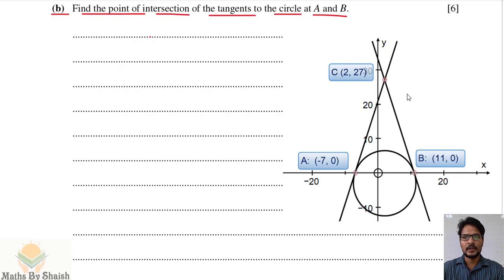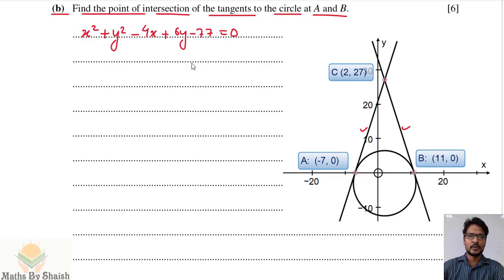So this is from the graph, but we will do it algebraically so that we can get the answer. For the tangents at A and B, we first of all write the equation of the circle: x² + y² - 4x + 6y - 77 = 0. How we solve it: we are going to find the gradient, find the equation of each tangent, and then solve the simultaneous equations, and we will get this value as (2, 27).